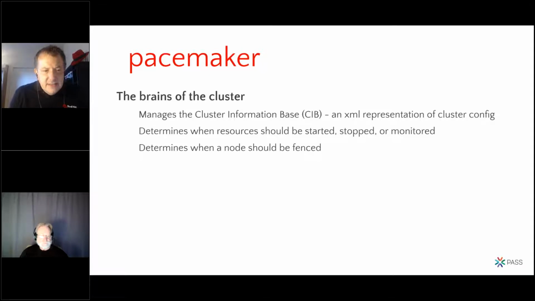Pacemaker itself is the brains of the cluster, and that's why, when people refer to Linux clustering, they usually mention Pacemaker. And really, it has three things that it does. It manages the CIB, which is the XML representation of cluster configuration. So basically a flat file that has a database in it. You can think of it that way. That is, XML structured and has a layout of the configuration of the cluster and all of the options in use. It determines when the resources should be started, stopped, or monitored, and it determines when a node should be fenced.